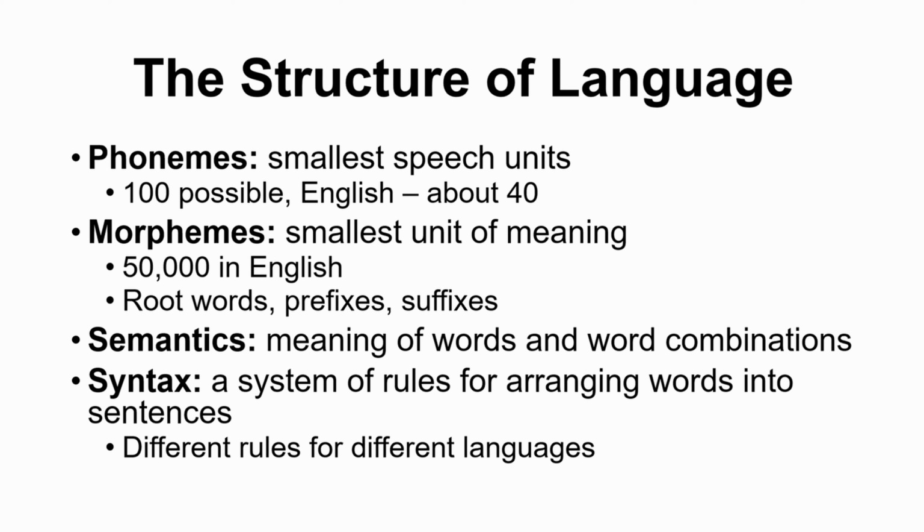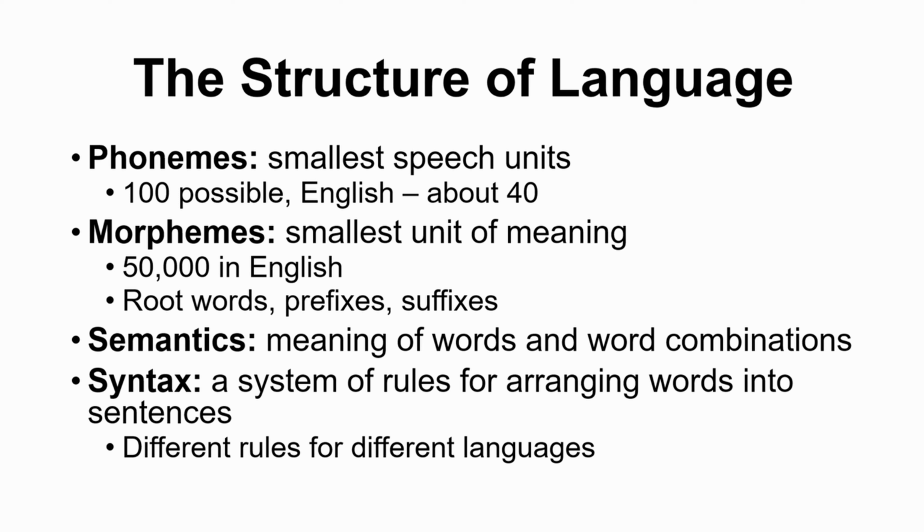But if we start at the smallest of these units, we can talk about phonemes. These are the smallest units of speech. So these are sort of individual sounds that can be produced. Across all languages, there's an estimated 100 possible phonemes that can be made. In English, we use about 40 of them. Typical languages use somewhere between 20 and 80, so there's quite a variety in the number of phonemes used by each language.